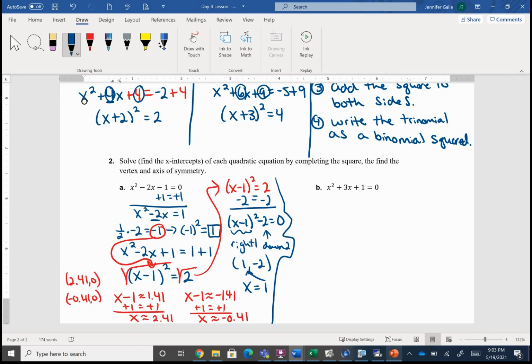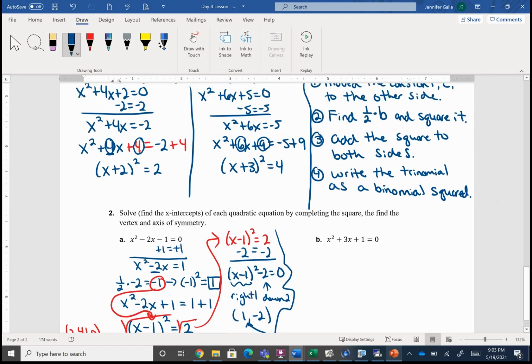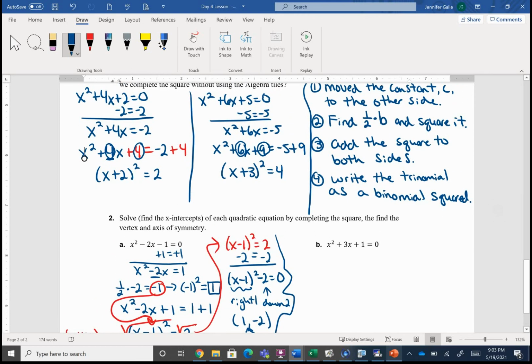I do just want to go ahead and show you one more example with this, just so we can repeat that process one more time together. Step 1, move our c, our constant, to the other side, so the number without a variable. I'm going to scoot this over just a little bit. So that's our step 1. Pause as you need to catch up at any point, rewind, whatever you need.